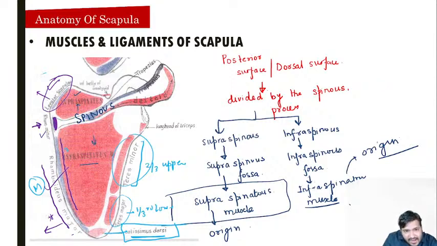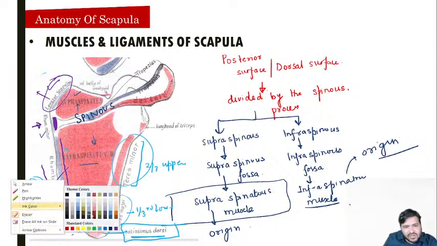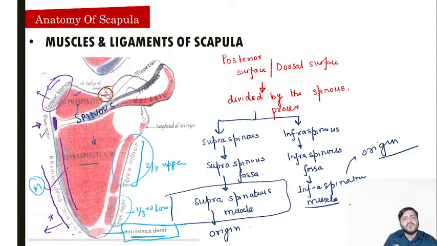You can see that is the inferior belly of the omohyoid muscle, which is present over here, that I have marked just near the suprascapular notch. You will be able to recognize that this is the omohyoid muscle, inferior belly of the omohyoid muscle, which is present over here.